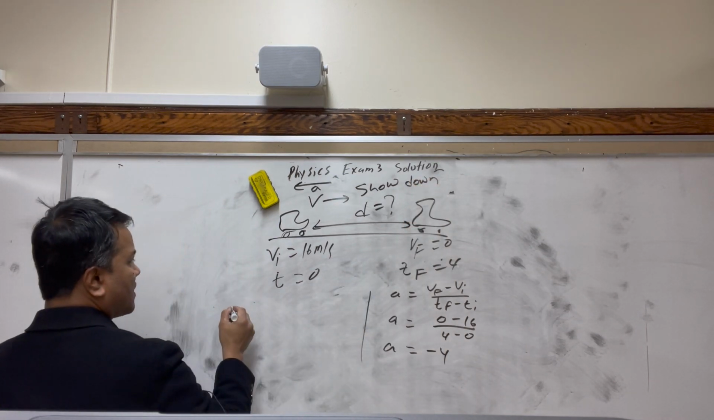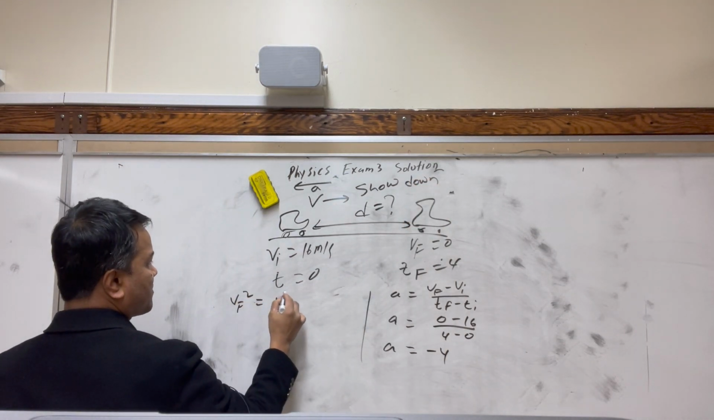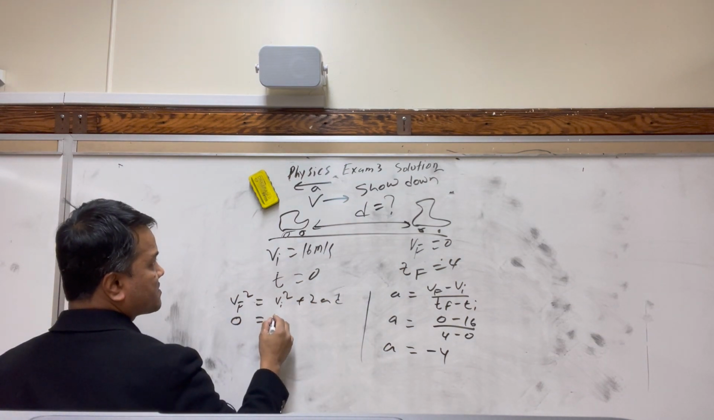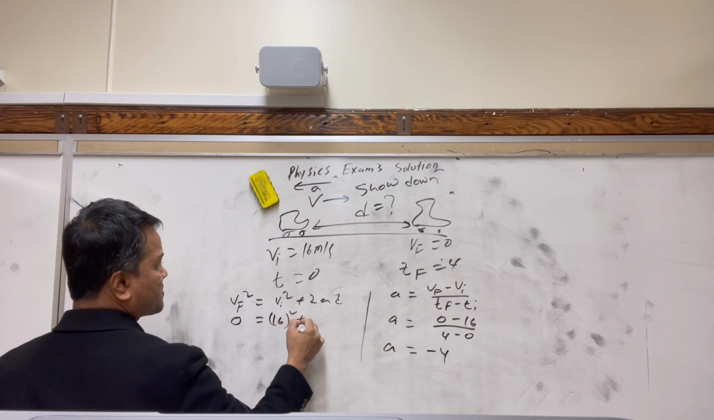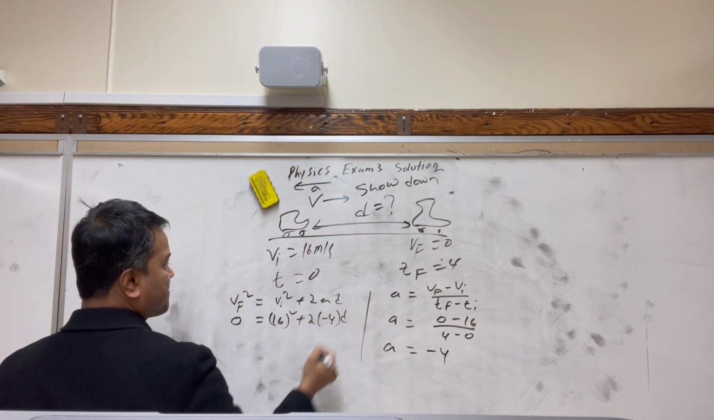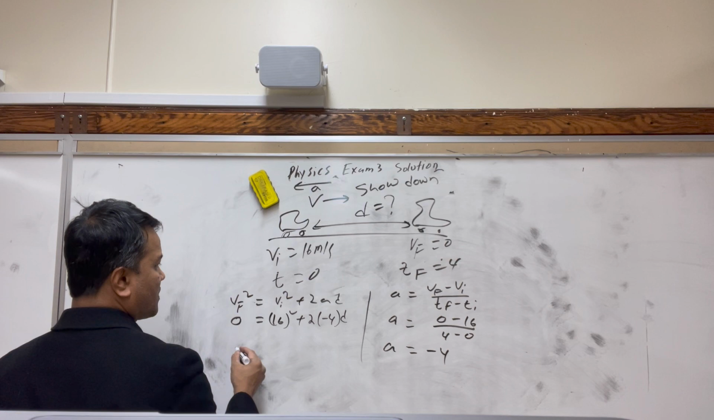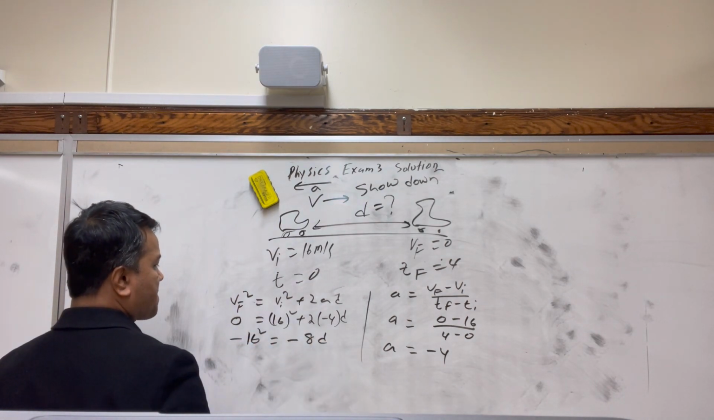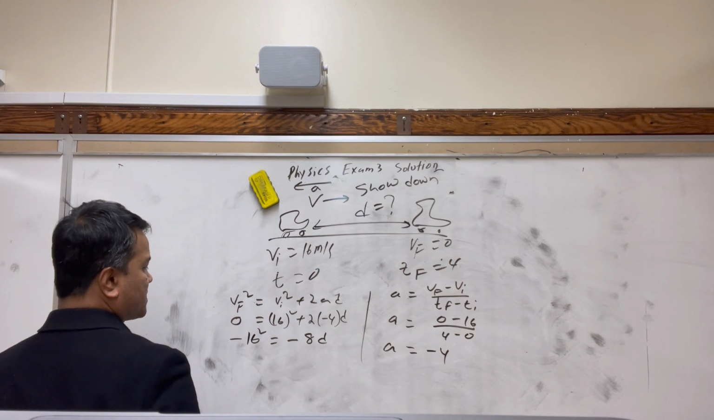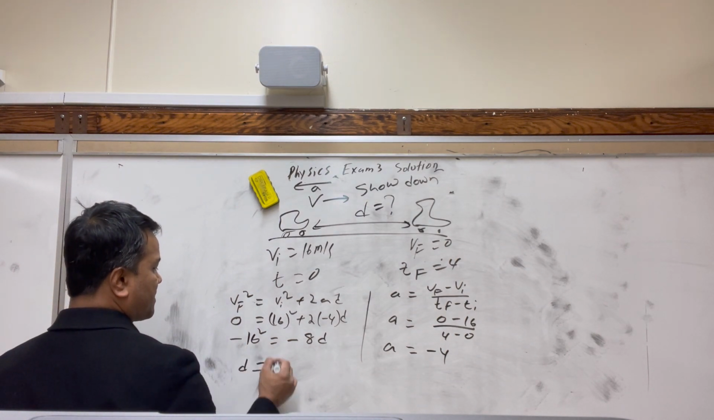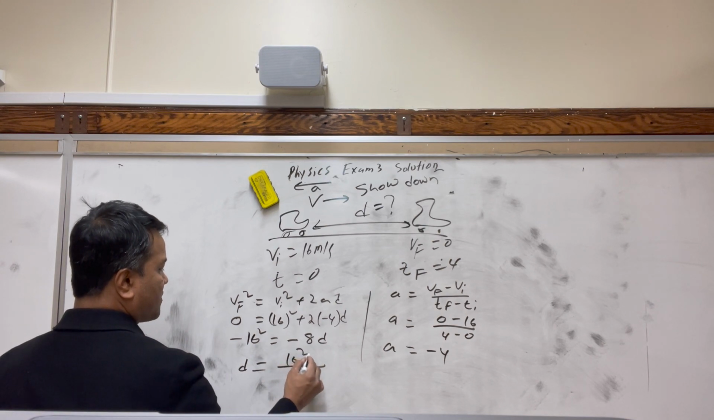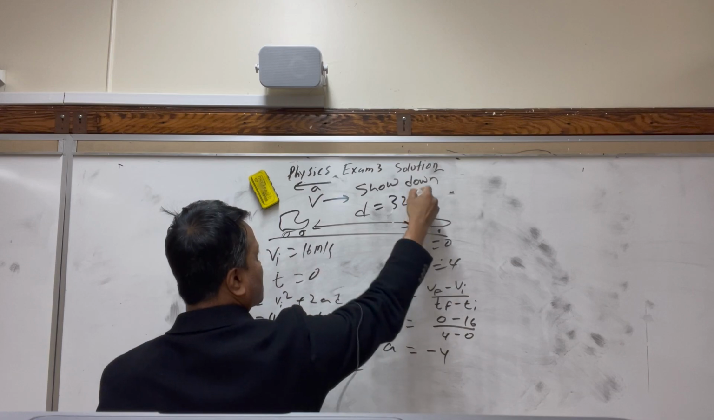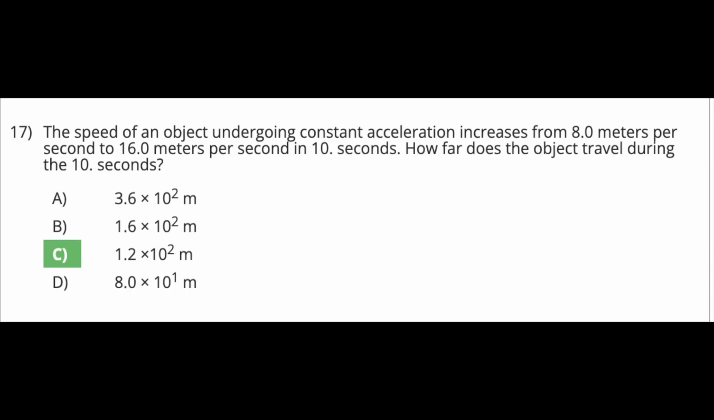Okay, so Vf squared is equal to Vi squared plus 2ad. Vf squared has to be 0. Vi is of course 16 squared plus 2 times negative 4 times d. So negative 16 squared is equal to negative 8d. So d is equal to, negatives cancel, 16 squared over 8, which is 32. So the car moves 32 meters before it comes to a stop.